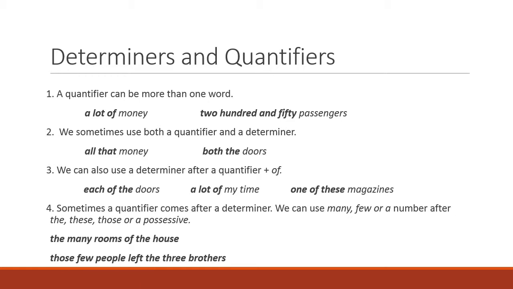Sometimes a quantifier comes after a determiner. The many rooms of the house. Those few people left. The three brothers. Now here we have the quantifier many coming after the determiner the, or the quantifier few coming after the determiner those. So we can use many, few, or a number after the, these, those, or a possessive.